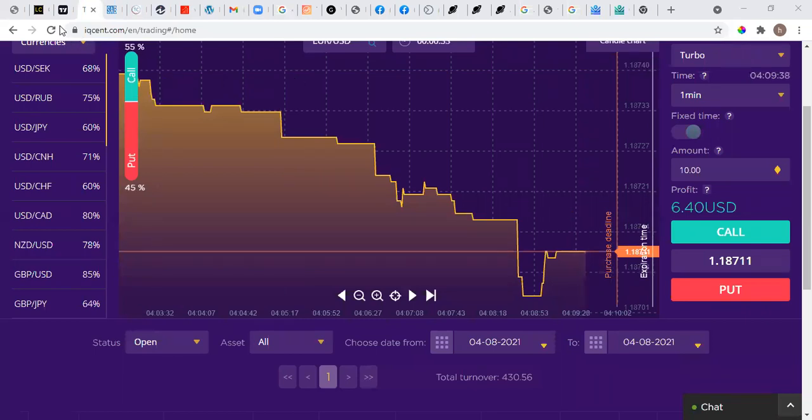Let me check the image, the screenshot I sent to the WhatsApp group, because that's what I'm going to be starting with. It's called the double blessing strategy.